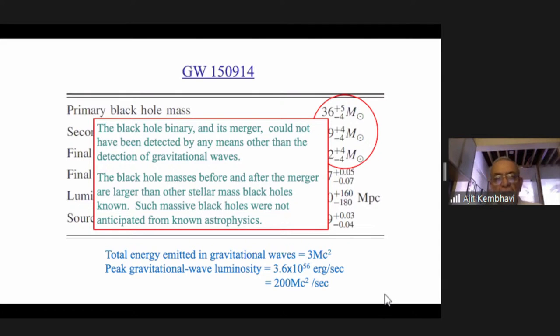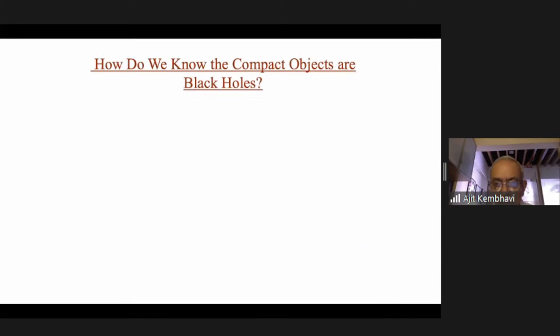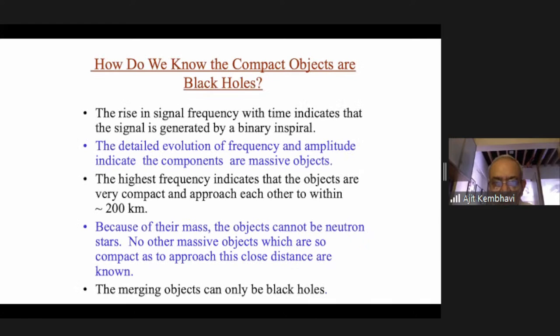Okay. Now, the very important thing is that the black hole binary merger could not have been detected by any means other than the detection of gravitational waves. So first of all, how do we know that these compact objects are black holes? You see, I showed you that the signal frequency is rising, which means that it is a binary which is moving close together. As the two objects in the binary move closer together, they rotate more and more rapidly around each other, and therefore the frequency of the gravitational wave increases.